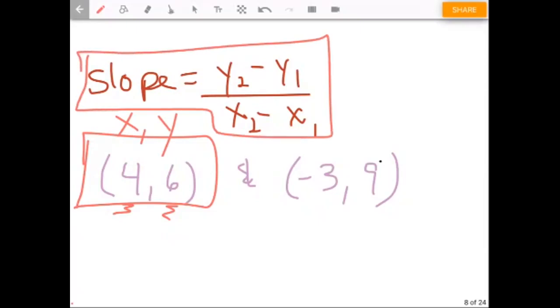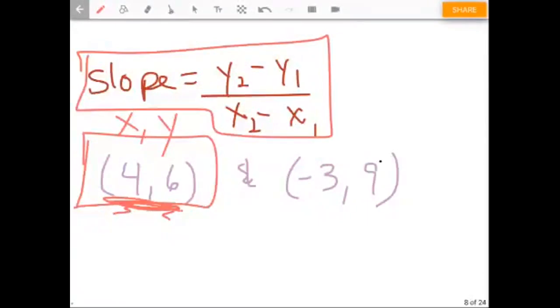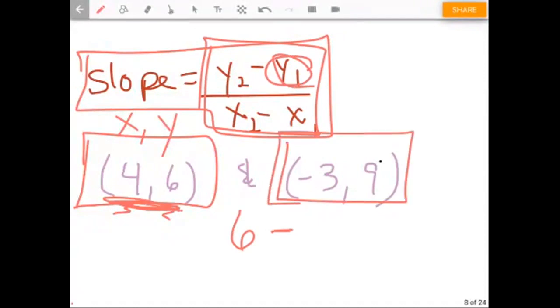Now we're looking at the point (4, 6). So we have 2 points, (4, 6) and (-3, 9), and we want to find the slope between those 2 points. Out of this ordered pair (4, 6), which one is y? The 4 or the 6? The 6, isn't it? Yes, good. So we have 6 minus, using this formula, and now we want the y value out of this one. Out of (-3, 9), which one's y?